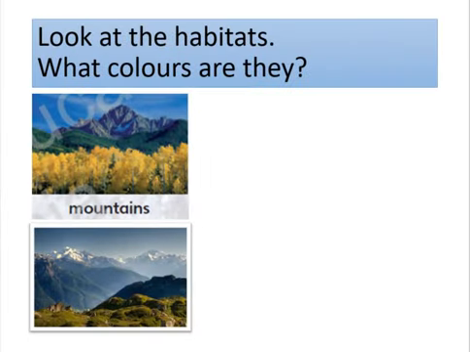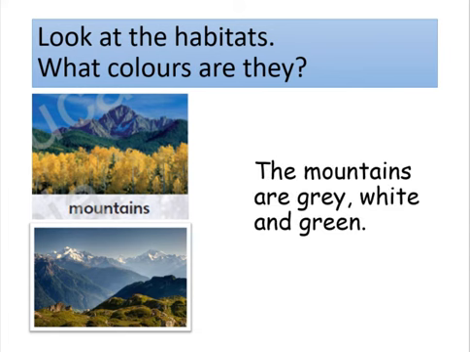What color is the mountains? The mountains are gray, white, and green. Why is it gray? Because of the rocks. Why is it white? It's because of the snow. Why is it green? Because of the trees.